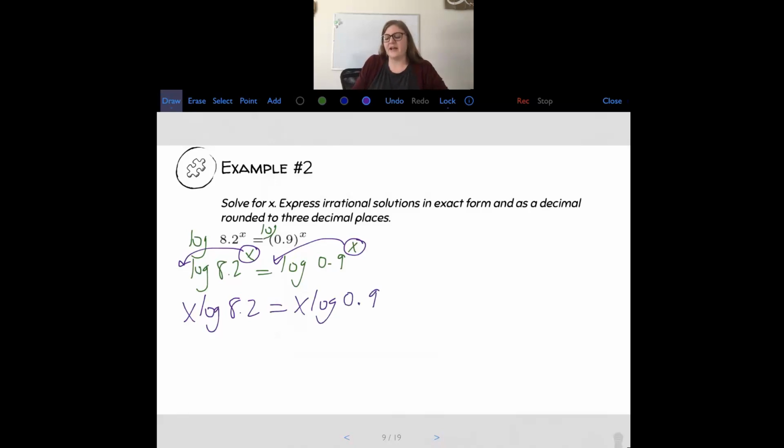Now remember that x is one value. So we have x times some number equal to x times another number. The only way that these are going to be equal to each other is if x is equal to 0. But if we were to continue solving, I'll show you what will happen. So we can get our x's to one side.